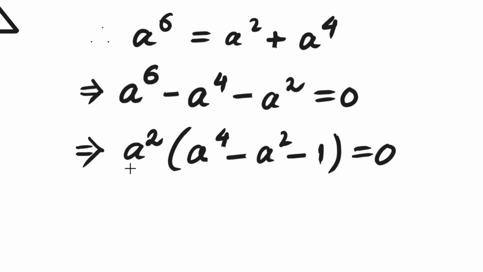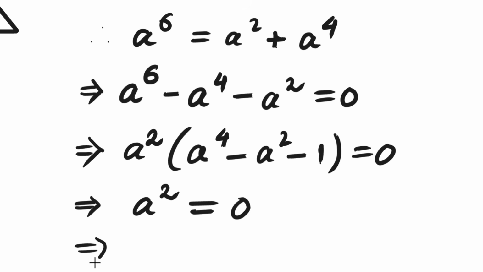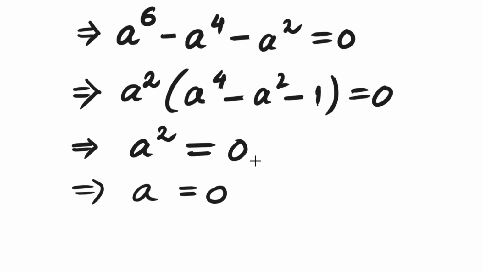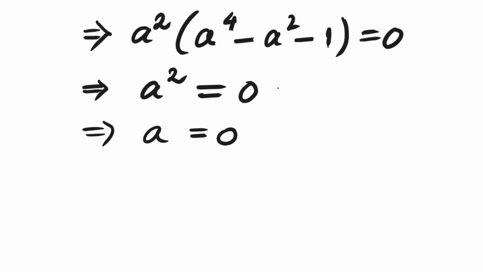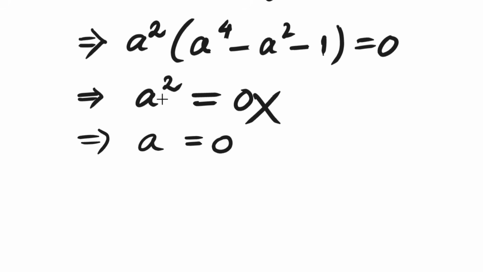Since the product of two expressions equals 0, at least one of them must be 0. This gives us two possible cases. The first case is a squared equals 0. But if a squared equals 0, then one of the sides of the triangle has 0 length, and that is impossible because every side of a triangle must have a positive length. So, we reject this case completely.